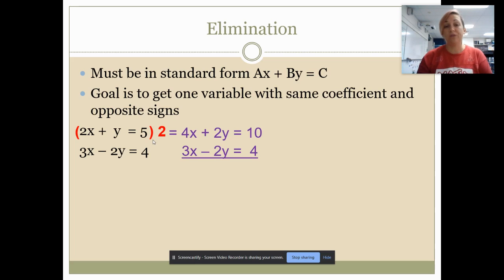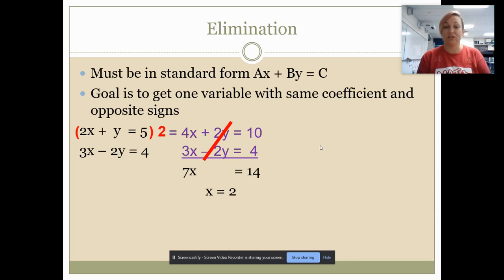Now, the whole point of elimination was to eliminate one of our variables. And so the positive 2y and the negative 2y, those are going to eliminate. And I will not have a letter y on my next step. Adding the numbers together, I get a 7x equals 14. And at this point in time, I'm ready to get my first of two answers. My first answer is x equals 2. That is the process of elimination.